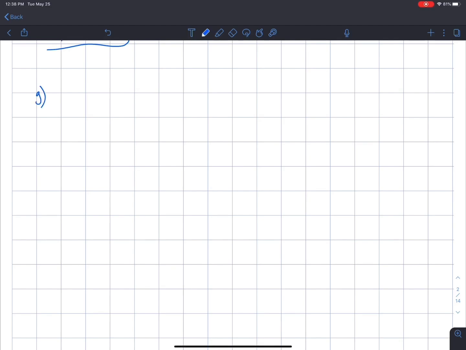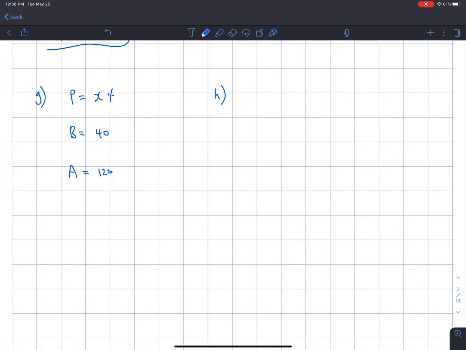G. What percent of 40 is 120? So we don't know what the percent is. The percent will be x percent. "Of" is always the base, so the base is 40. "Is" is always the amount. That's why the amount is 120.